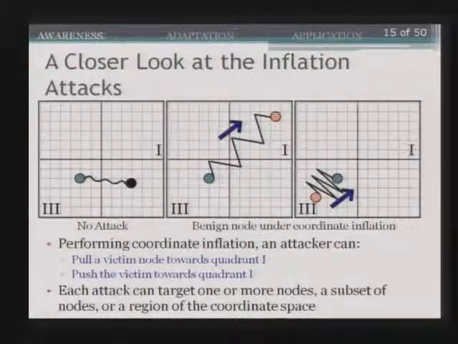And similarly, for the third type, the malicious node reports a coordinate close to the benign node, but a very high latency, which pushes the node towards a desired location. And so each of these attacks can target one or more nodes, a subset, or the entire coordinate system.